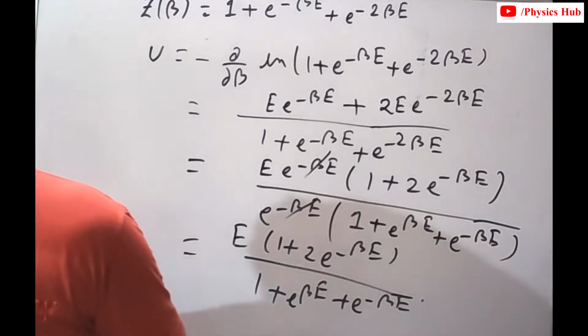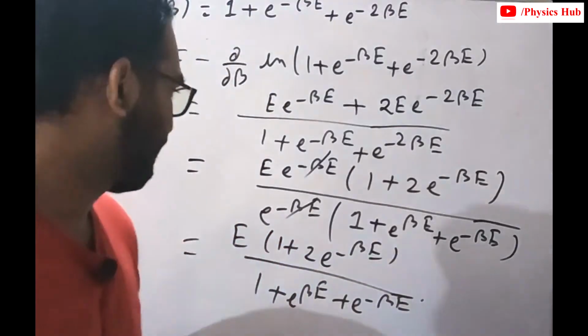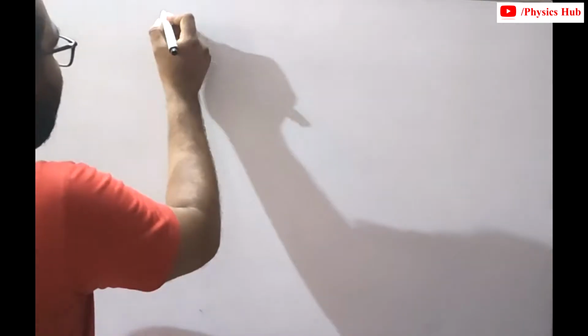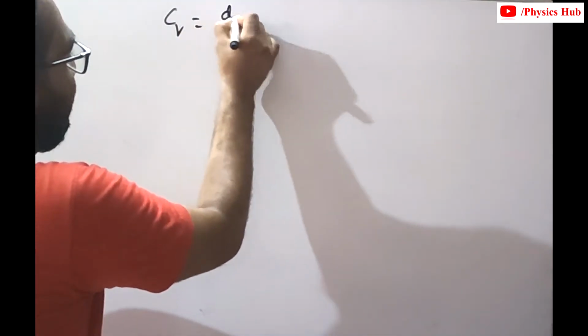Now what will be our task? We have to find the expression of Cv from the expression of internal energy. The solution is becoming very lengthy, so I will be keeping some of the parts, and you can check the calculation. The specific heat is given by Cv equals dU by dT.